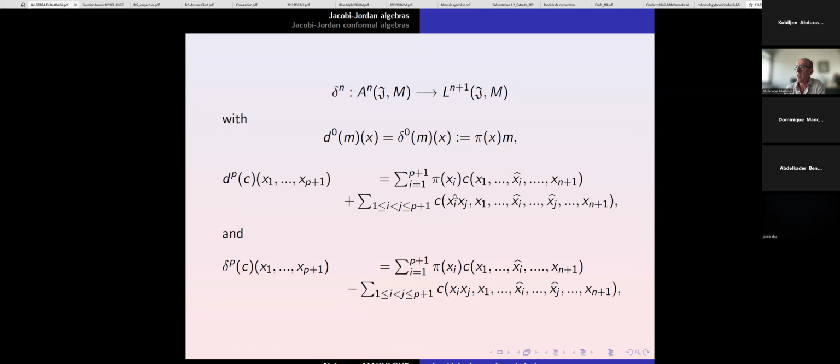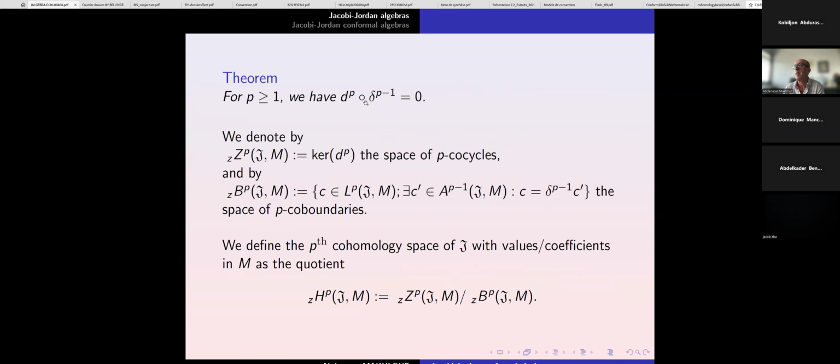And you can notice the difference here. The difference is just this sign. Here we have plus, and here we have minus with delta. It's almost the same expression. And again, delta is just defined over anti-symmetric or skew-symmetric cochains. And what is true? Of course, we don't have D^p composed with D^(p-1) equal to zero in general, but what is true is that D^p composed with delta^(p-1) is 0. In fact, we apply this to anti-symmetric cochains, and for any p, this is true.